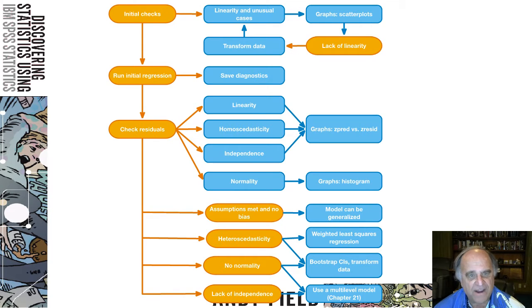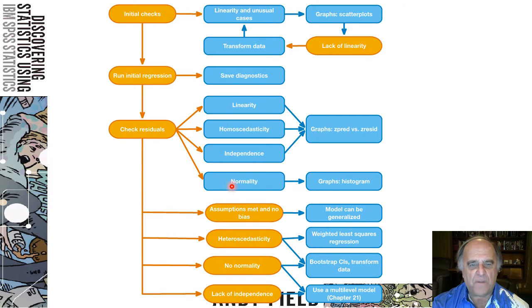Anyway, moving on here. Field gives you these nice little charts. Again, you can see he suggests we do our initial checks, linearity and unusual cases. If there's a lack of linearity, consider transforming the data, running your initial regression, and saving your diagnostics. Check your residuals for things like linearity, homoscedasticity, independence, and normality. And independence. You can do that by graphing your Z predicted versus your Z residual, which is just your Z value for your predicted scores versus your Z value for your residuals or errors.